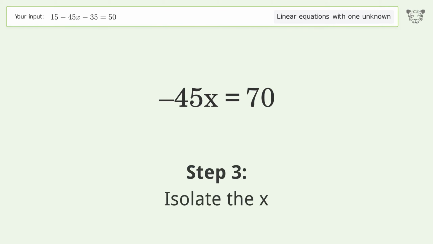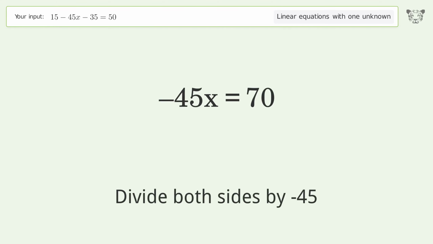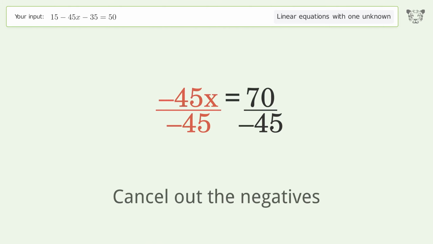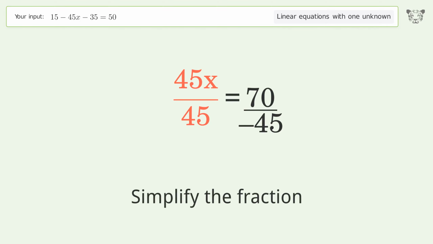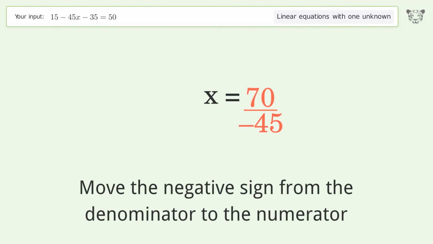Isolate the x. Divide both sides by -45. Cancel out the negatives. Simplify the fraction. Move the negative sign from the denominator to the numerator.